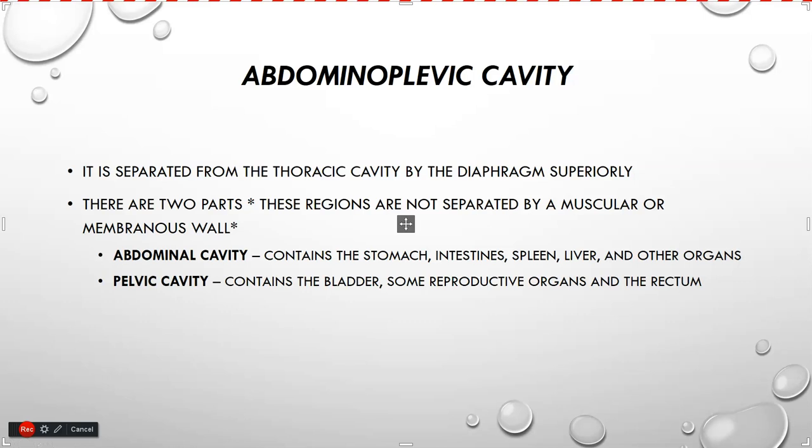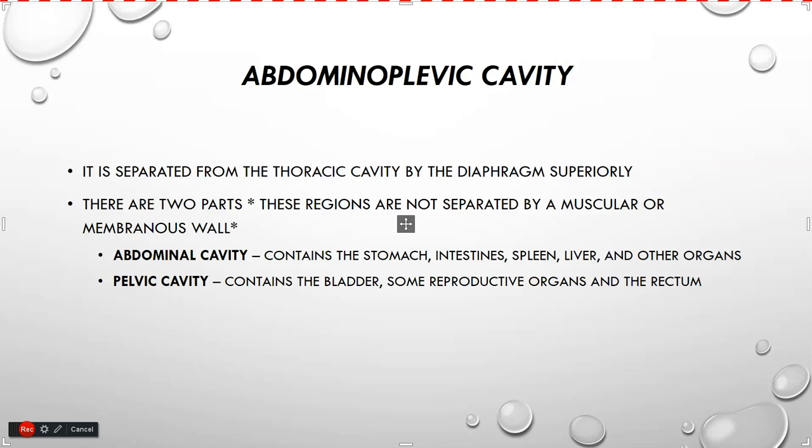There is a demarcation or border between the thoracic cavity and the abdominal pelvic cavity, and that is the diaphragm. So anything above the diaphragm is considered to be in the thoracic cavity. Anything below the diaphragm is considered to be in the abdominal pelvic cavity. There are two parts to the abdominal pelvic cavity, which I sort of alluded to earlier, but they're not separated by a muscular or membranous wall. The abdominal cavity is the higher one, or the superior one, and the pelvic cavity is the inferior one.